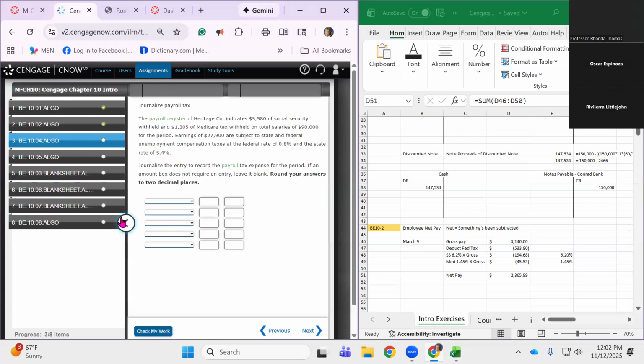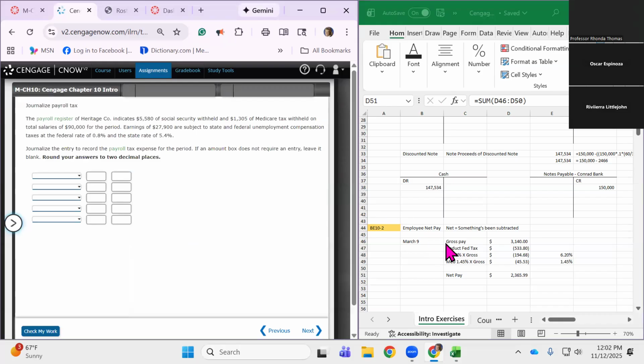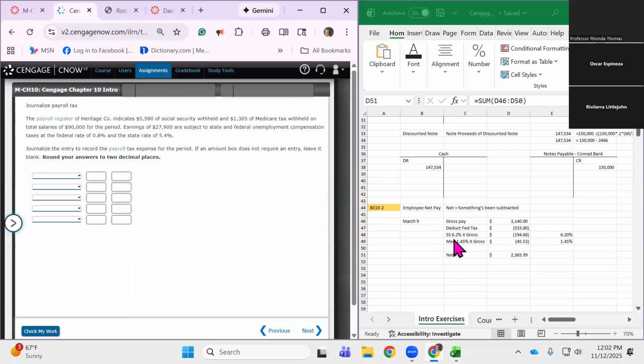All right, so how about the payroll taxes? Once again, I said that employers have to match the Social Security and Medicare taxes of their employees. So now we're going to journalize payroll taxes. Let's see if we can get a little picture of this to help us out. So this is payroll taxes, and we're going to journalize them.